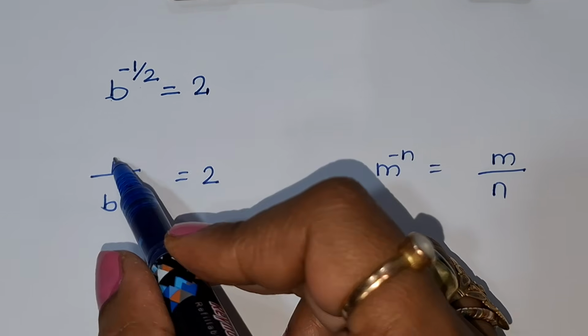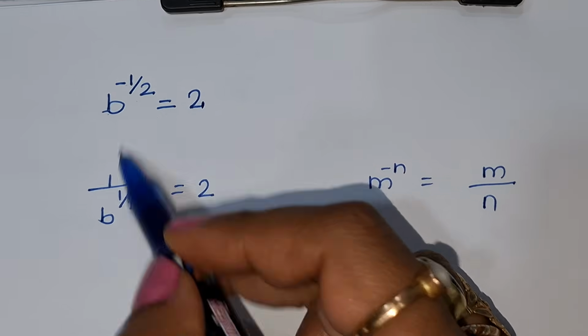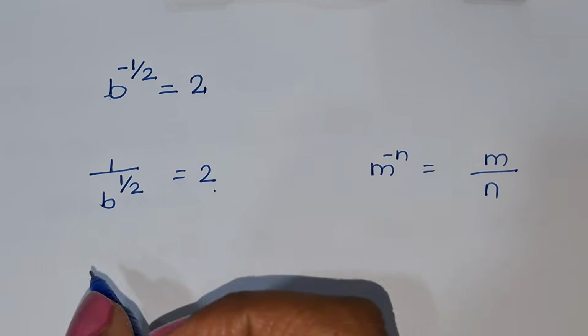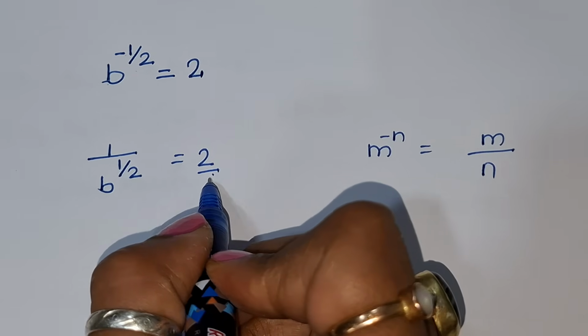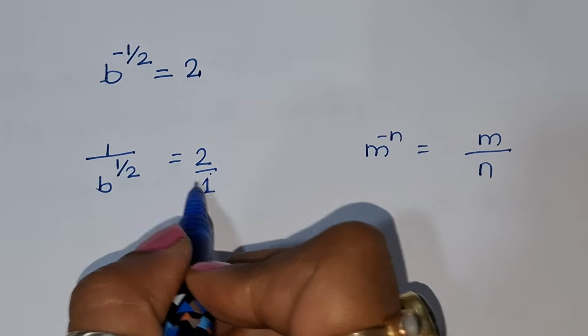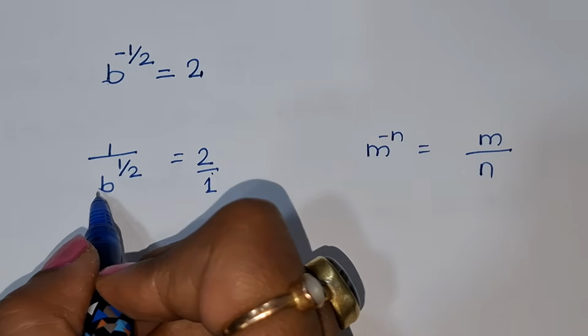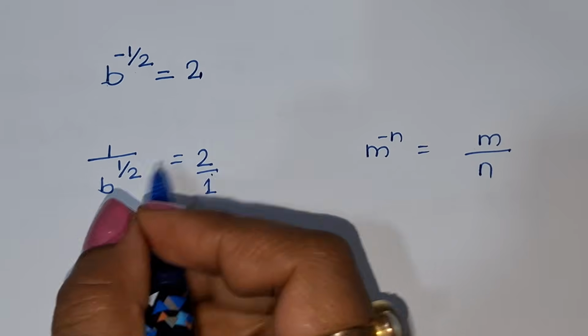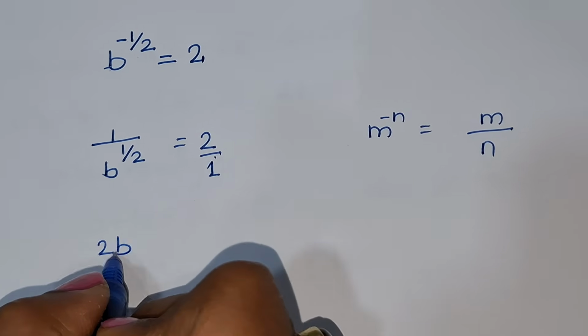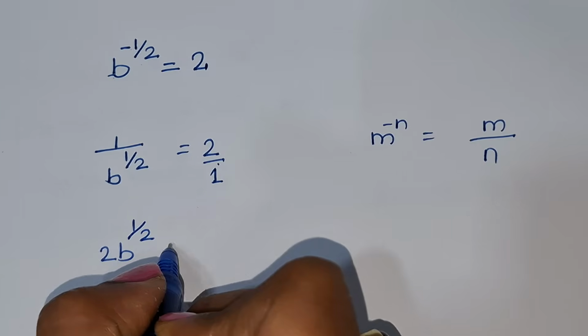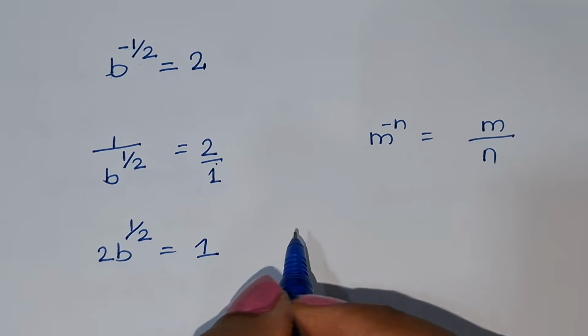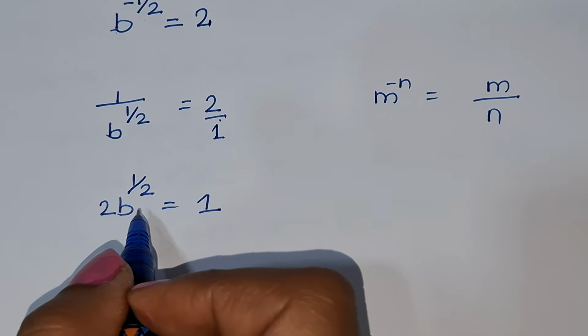So we can say b upon b power 1 by 2 is equal to 2. Now we can do cross multiplication. So 1 times 1 is 1, and 2 times b power 1 by 2. So we can write 2b power 1 by 2 is equal to 1.